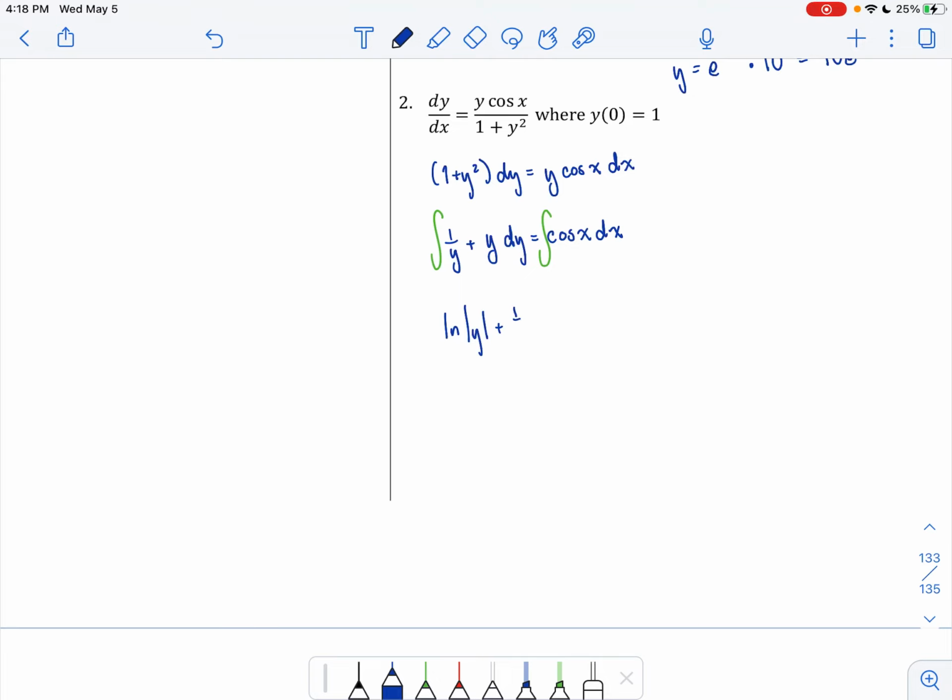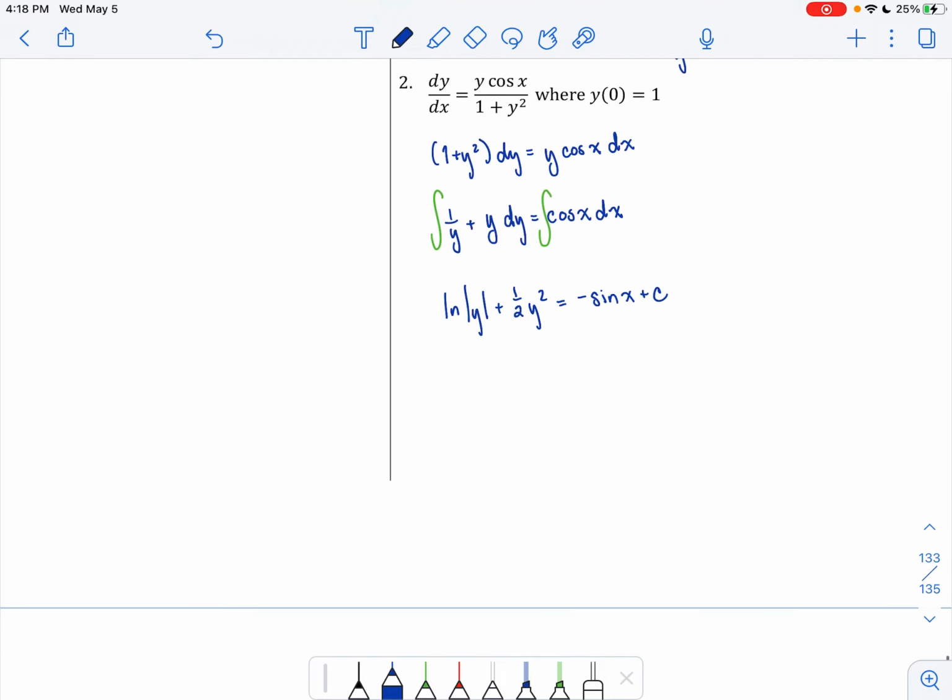And what I end up with is ln of y plus 1/2 y squared is equal to negative sine x plus c. Now, here's an important note, and this will sometimes happen. You can't solve for y here because they're two different types of functions. We have a log and a polynomial. If that's the case, you can just jump straight to the plus c and you'll leave it as a larger function. I'll show you what the final answer should look like. So can't solve for y, so jump straight to solving for c.